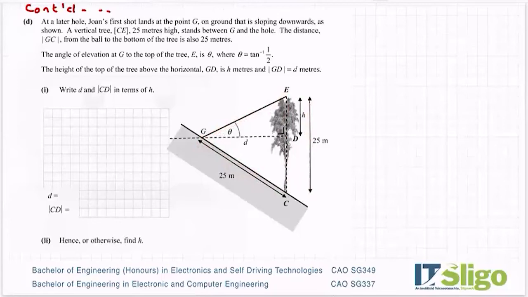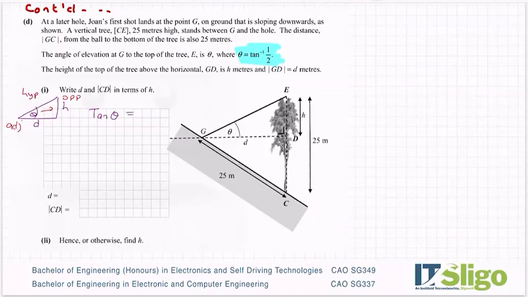Okay, write D and CD, so tan inverse of a half. Do I know anything else? Everything else is in the diagram. Write D and CD in terms of H. So I'm going to draw that right-angled triangle first because it has D in it. There's H, and there's my angle. I should label my sides: that's opposite, that's hypotenuse, that's adjacent. So tan of that angle is equal to opposite over adjacent, so H over D.